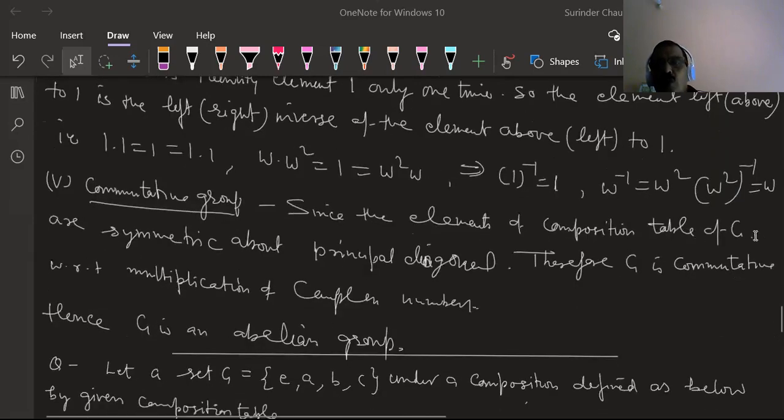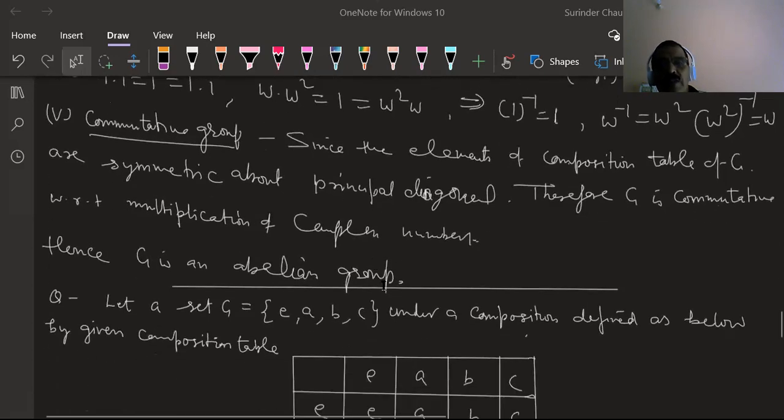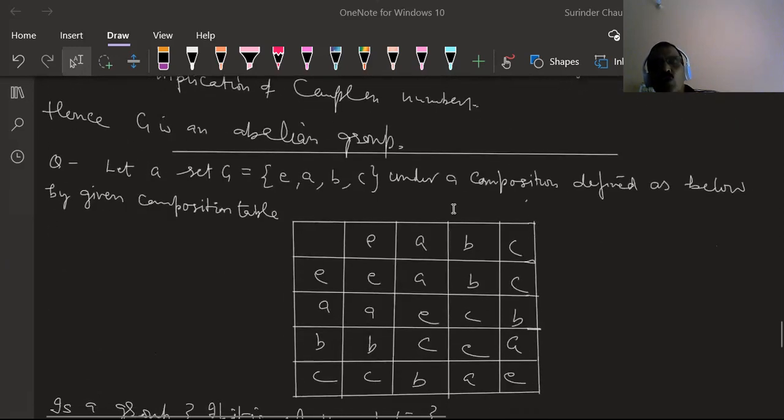Since the elements of the composition table of G are symmetric about the principal diagonal, the commutative law holds true with respect to multiplication of complex numbers. Hence, G forms an abelian group. Now, similarly, you can discuss this one.